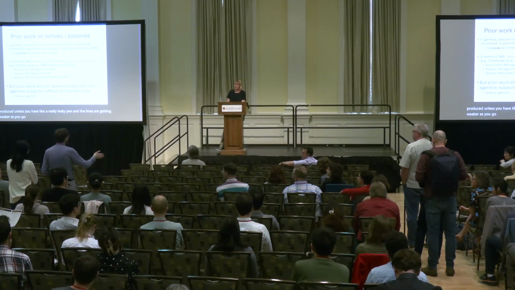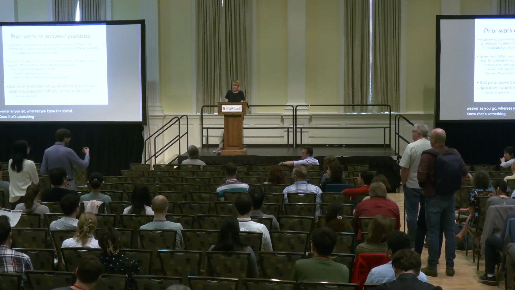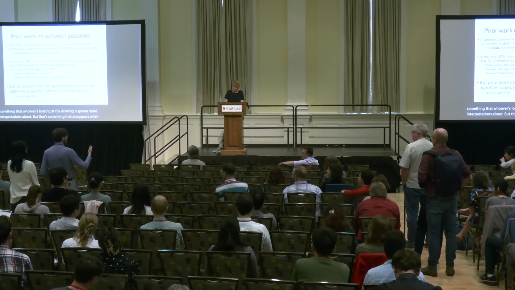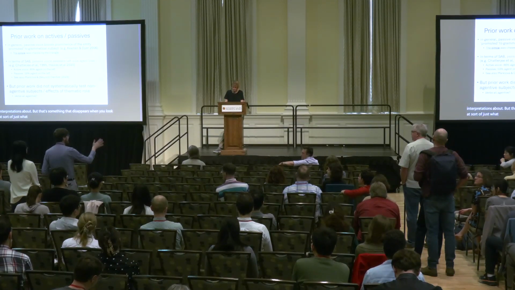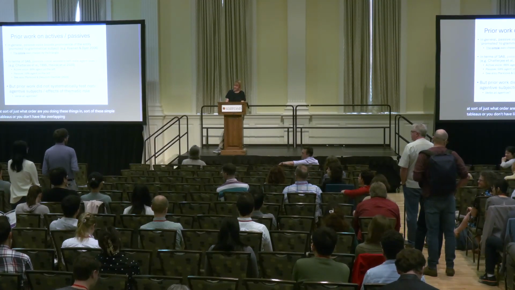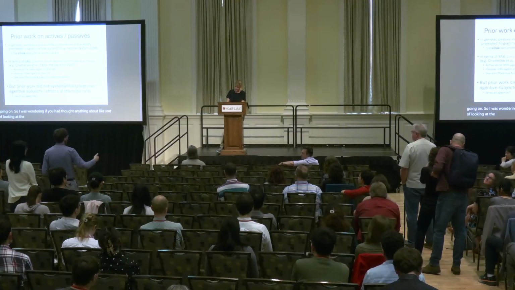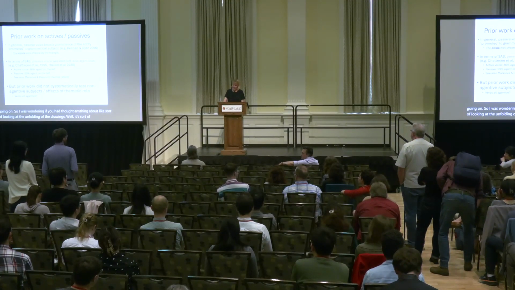Whereas the spatial orientation is something that the drawer provides, but it's also something that whoever's looking at the drawing is going to make interpretations about. But that's something that disappears when you look at just what order you are doing these things in, in these simple tableaus where you don't have overlapping foreground, background stuff going on. So I was wondering if you had thought anything about looking at the unfolding of the drawing as well as the final artifact that was produced.